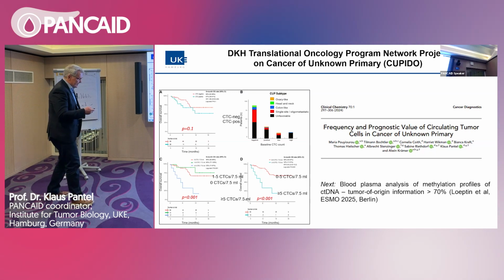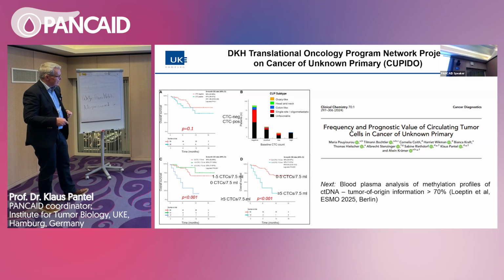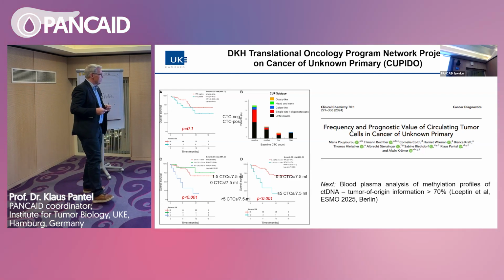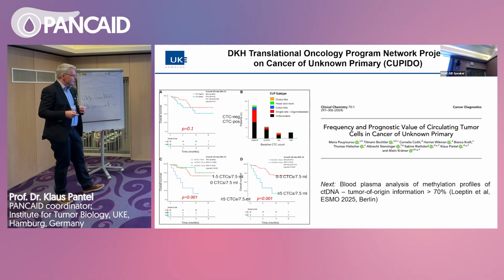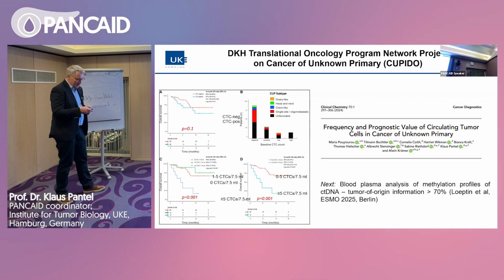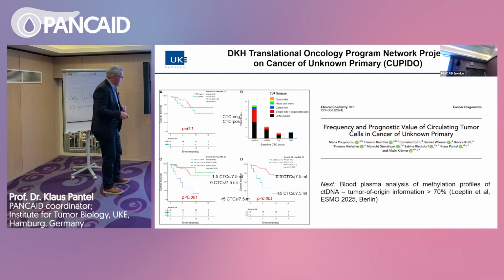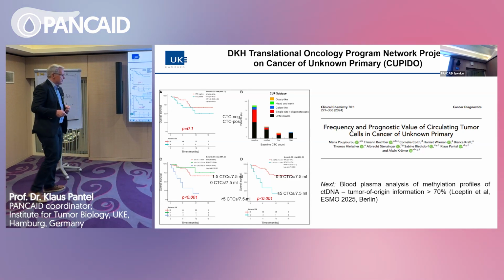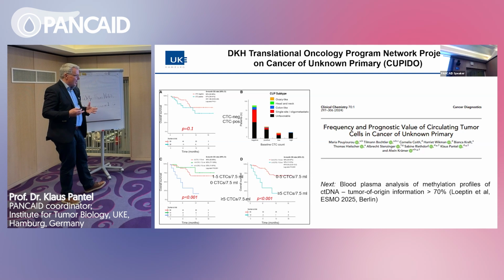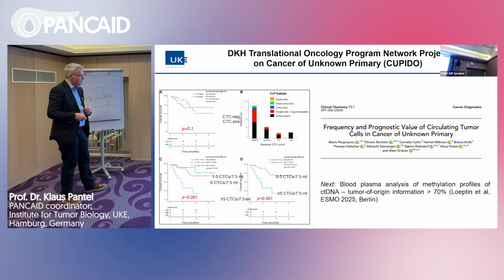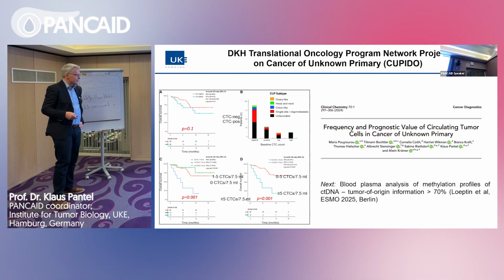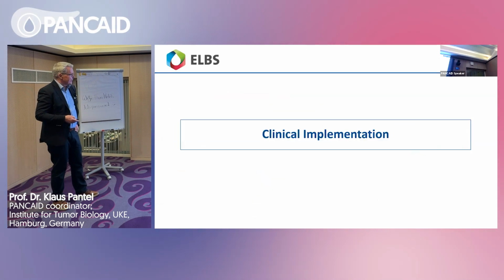So what we had done here, we had looked at circulating tumor cells where we could see, okay, if you have those cells, the prognosis is worse than if you don't have those cells or less of those cells. But what is now interesting, we are now looking at ctDNA with the methylation profile. And we have now, I think, around 70% of the patients where we can get tumor of origin information. And that has just been presented at the ESMO as a CDAC. Clinical implementation is super important.